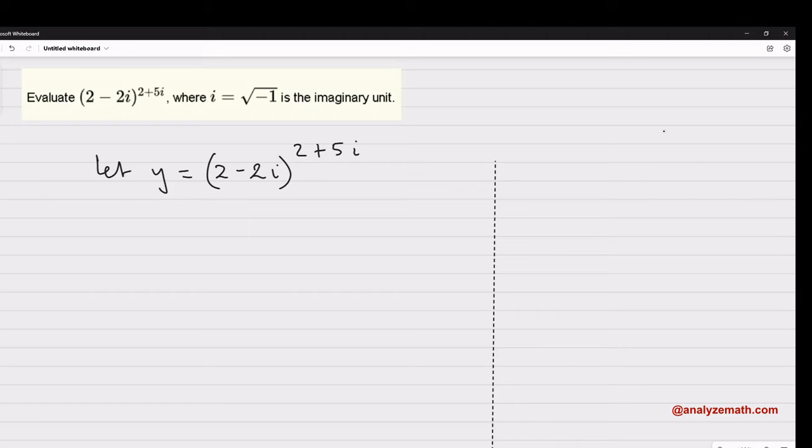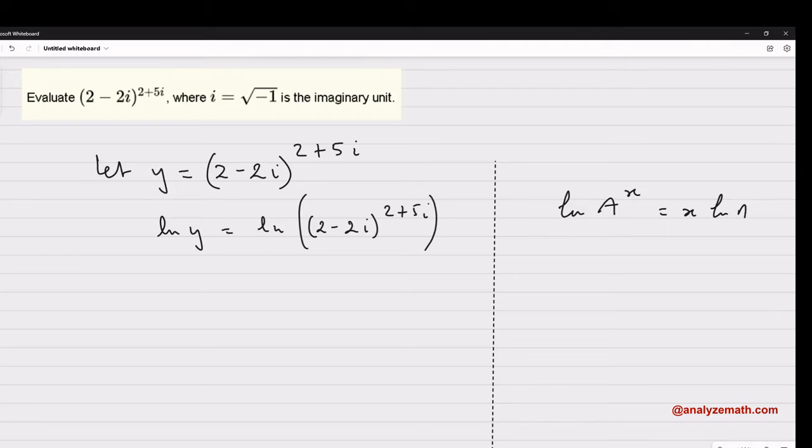Good. Now let's take the ln of both sides. So the ln of y is equal to the ln of (2 minus 2i) to the power 2 plus 5i. Now let's review some of the ln properties. Ln of a to the power x can be written as x ln a. We have a power here, so we bring it down. Ln y equals (2 plus 5i) ln(2 minus 2i).